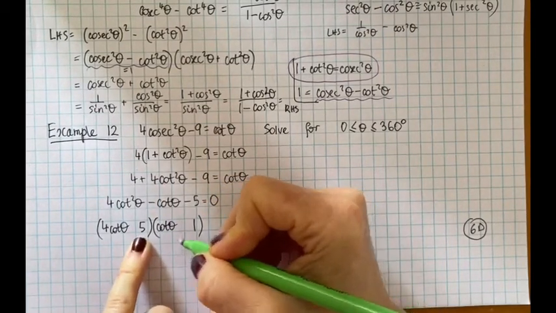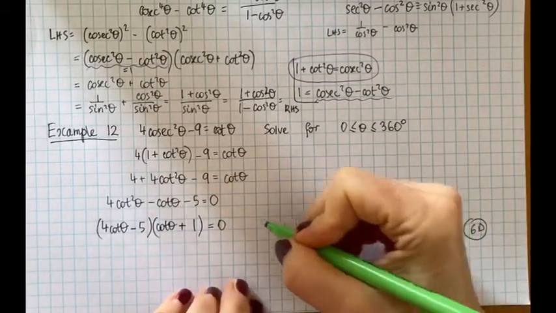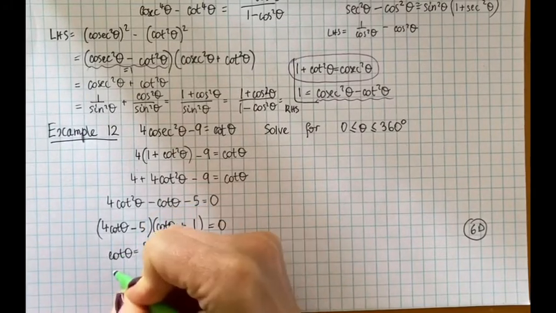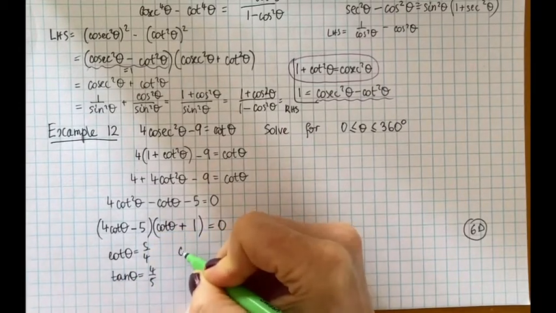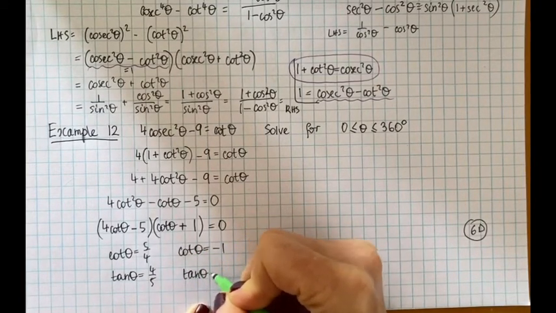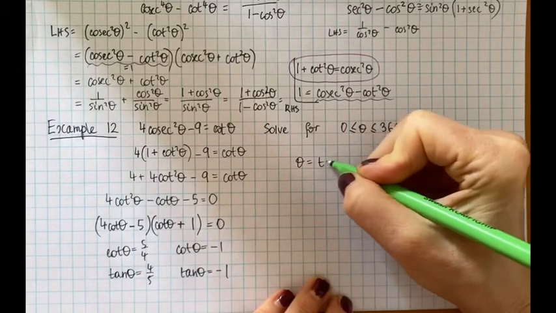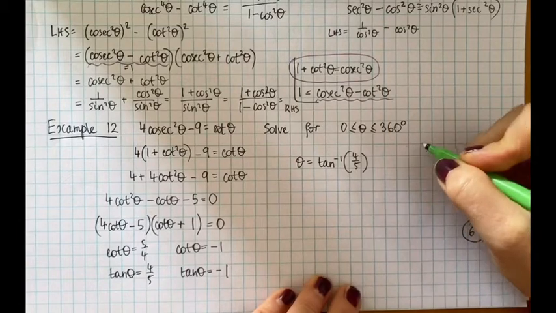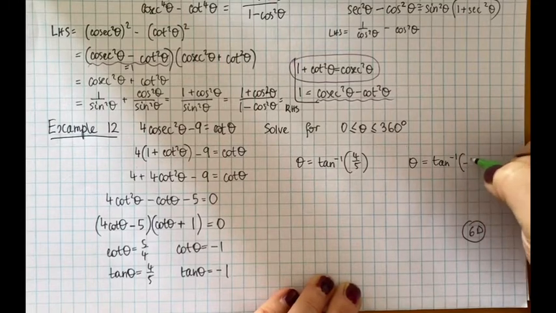There you go. So we want to have 5 being with a minus and 4 with a plus. There you go. So you've got two possible equations. Cot theta is equal to 5 over 4. That gives me tan theta is equal to 4 over 5. And here cot theta is equal to minus 1. That gives me tan theta is equal to 1 over minus 1, which is minus 1. So theta is equal to tan inverse of 4/5, and theta is equal to tan inverse of minus 1.